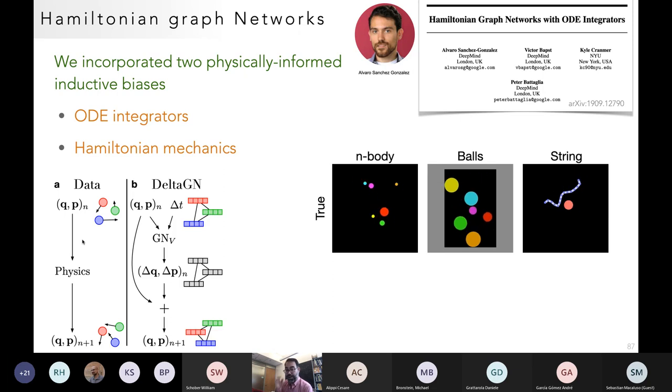What they did, and what I just showed you, I'm going to call the delta graph network. What the graph network is doing is basically saying, I get to train on a bunch of time step and next time step pairs, and I'm going to try to learn what the update rule is. So the delta between the position and the momenta. That's the delta graph network.